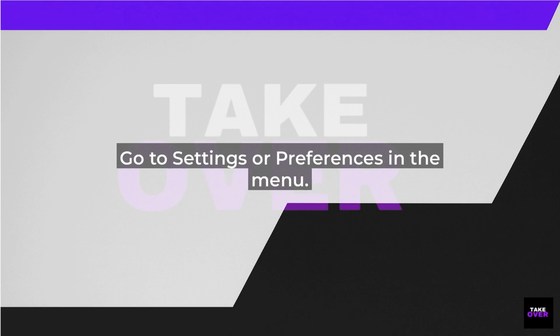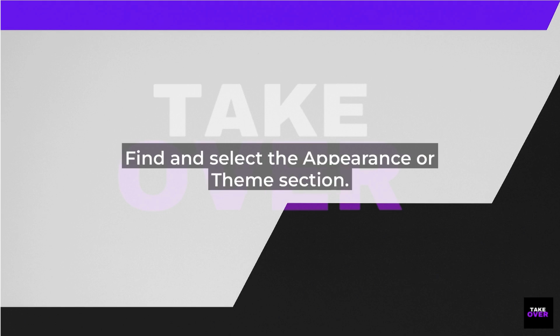Step 4. In the Settings menu, scroll down until you find the Appearance, Theme, or Display section. This is where the magic happens. Step 5. You'll see options for light mode, dark mode, or sometimes an auto setting. Simply select Dark Mode and confirm if prompted.